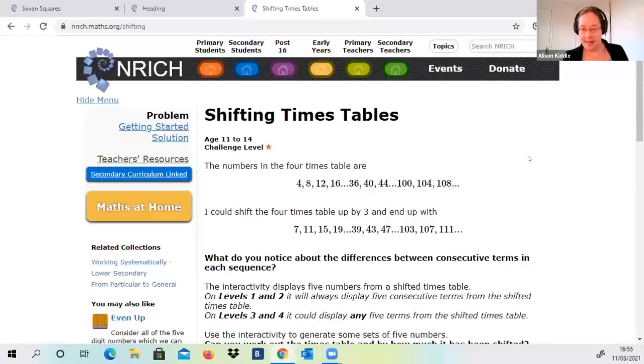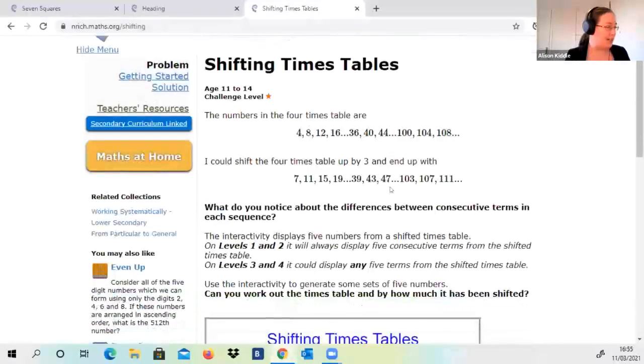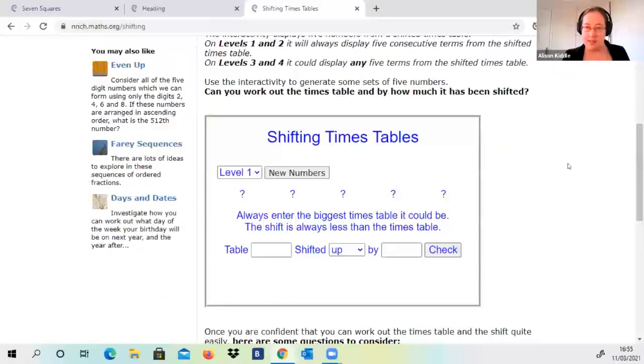And I'm going to do exactly what the students do. I'm not going to read any of this because I can see that there's an interactive bit down there. So I'm just going to ignore everything that it says and scroll straight down to the interactive and start clicking on things to have a play around.